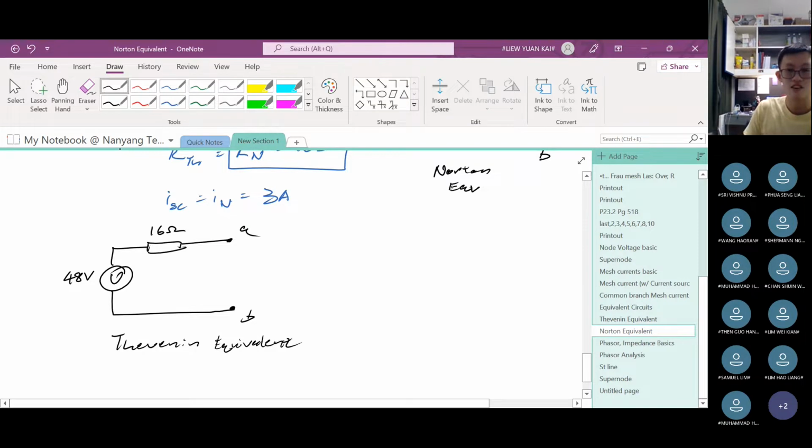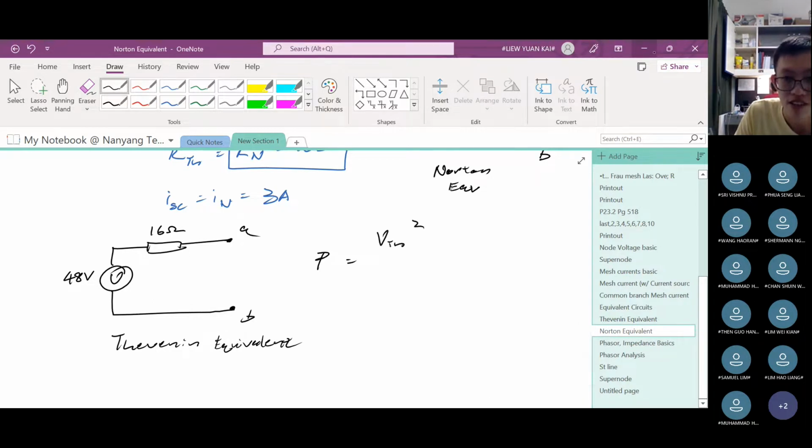And additionally, I'm just going to recap on the max power transfer. So for max power transfer, I want you to tell me the formula now. What's the formula for max power transfer? Anyone? V squared over 4 times R Thevenin. Okay, remember it's V Thevenin. Thank you, Hamza.